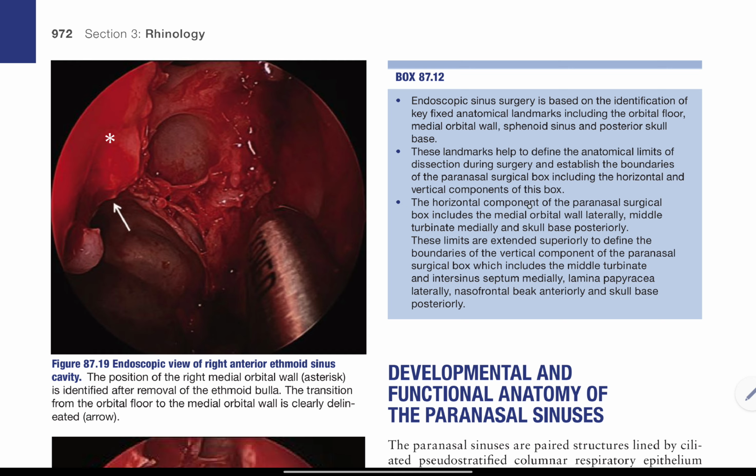The horizontal component of the paranasal surgical box includes the medial orbital wall laterally, middle turbinate medially, and skull base posteriorly. These limits are extended superiorly to define the boundaries of the vertical component of the paranasal surgical box, which includes the middle turbinate and intersinus septum medially, lamina papyracea laterally, nasofrontal beak anteriorly, and skull base posteriorly.